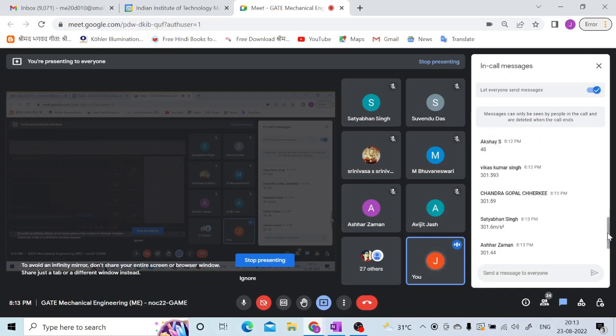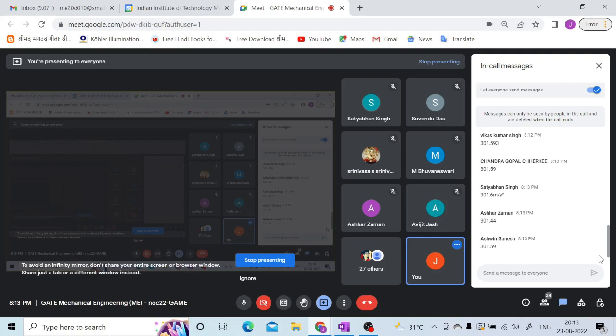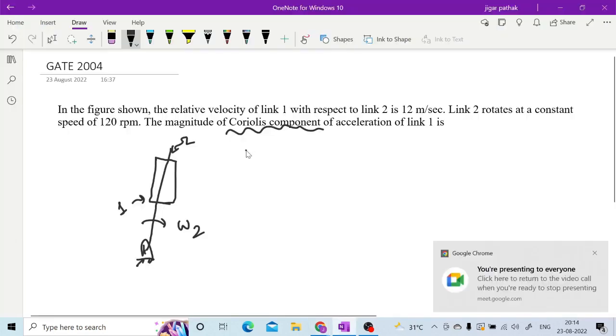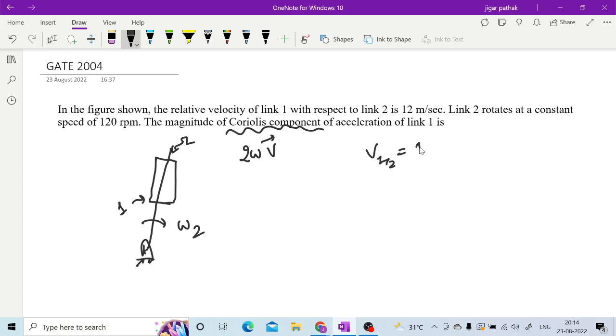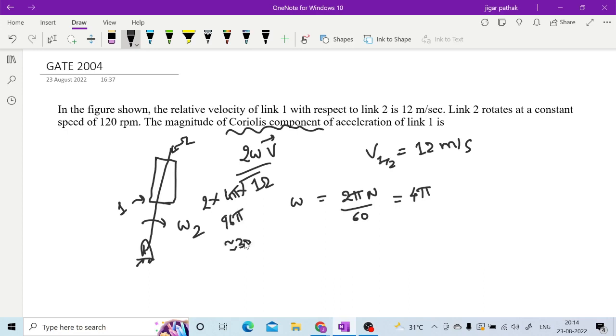So many correct answers are there. Some wrong answers are also there. So basically, what you are going to do is calculate the Coriolis component, which is nothing but 2 omega v. Here V, the velocity of 1 with respect to 2, is given directly as 12 meter per second. Now, omega you calculate from the RPM: 2 pi n by 60. So omega will come 4 pi. Then the Coriolis component will be 2 into 4 pi into 12, so it is 96 pi.